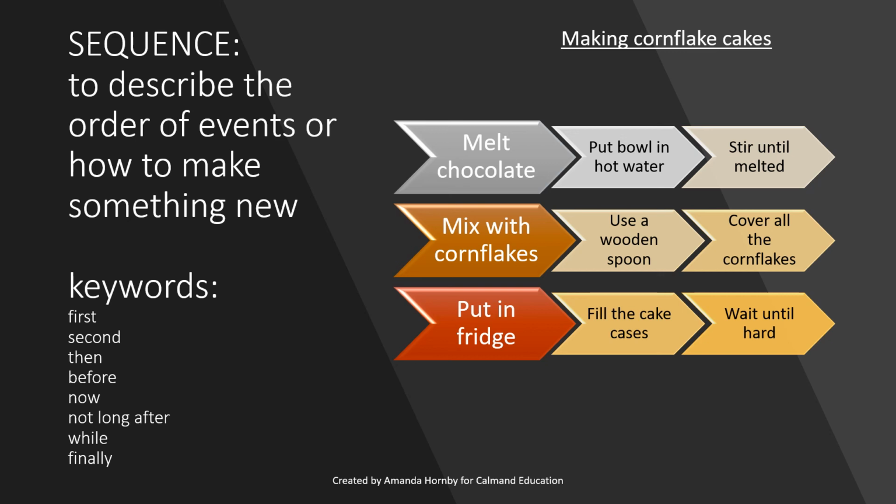Okay, by using this visual for a sequence, it would describe the order of events or how to make something new. So there's the arrows. We know that we always read from left to right, so the arrows would naturally go from left to right. And look at the key words. We've got first, second, and then. So they are time connectives. So by using this and the correct arrow, the dyslexic students understand that it is a timely description or an order of events.